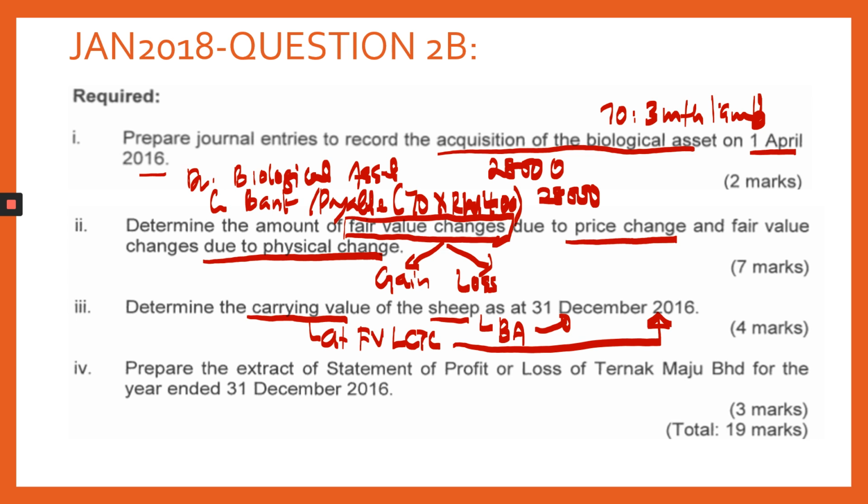Next, you are asked to prepare the extract of SOPL of Ternak Maju. So you need to show the income or the revenue of Ternak Maju. So you need to look at what are the total income, which is partly due to the revenue from your agricultural activity, which is in the SOPL. Let's look at the next.